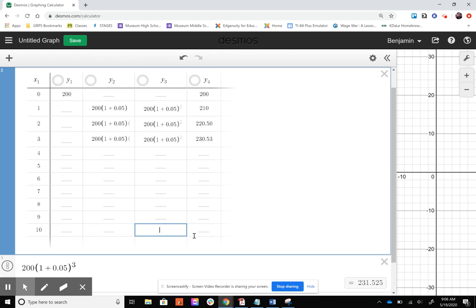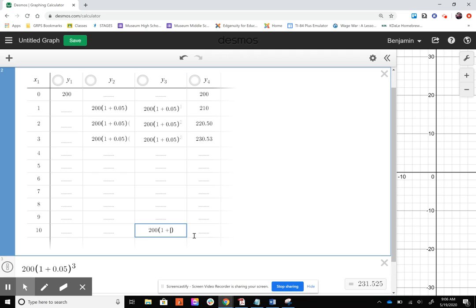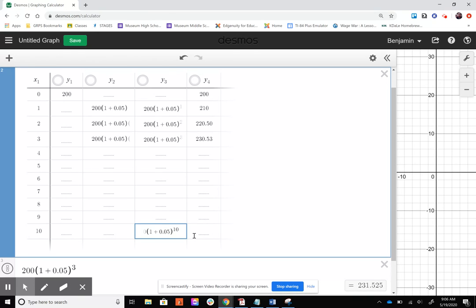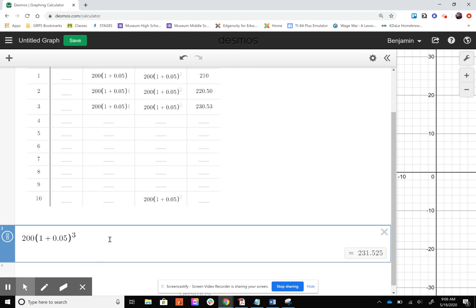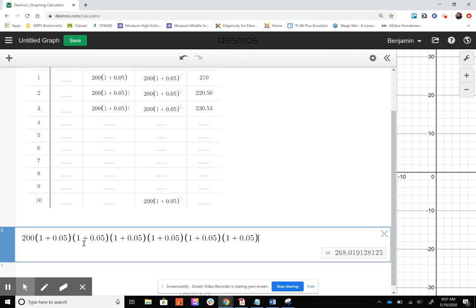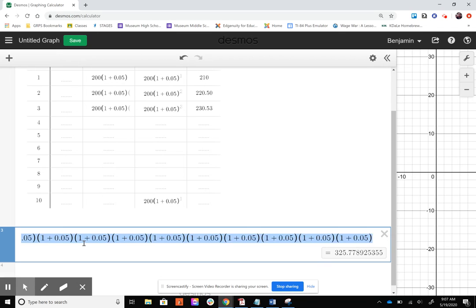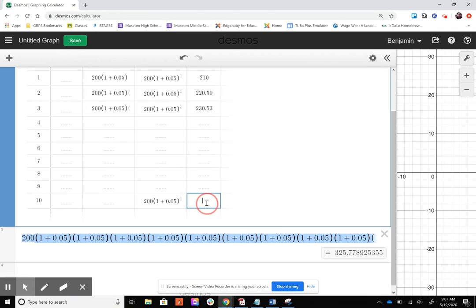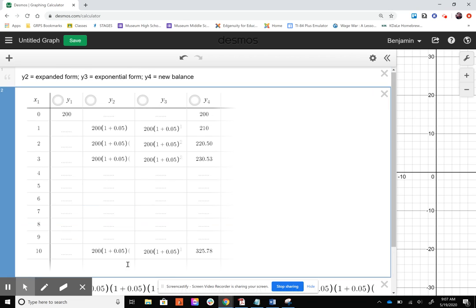So I can do how much money I'm going to make after 10 years on this interest rate just by putting that value into the exponent here. Whereas in expanded form, even though it's really useful, I would have to write that out 10 times. So 1, 2, 3, 4, 5, 6, 7, 8, 9, 10. So that's a lot. So it looks like $325 and we'll say 78 cents. And then this whole expanded thing goes right in there.